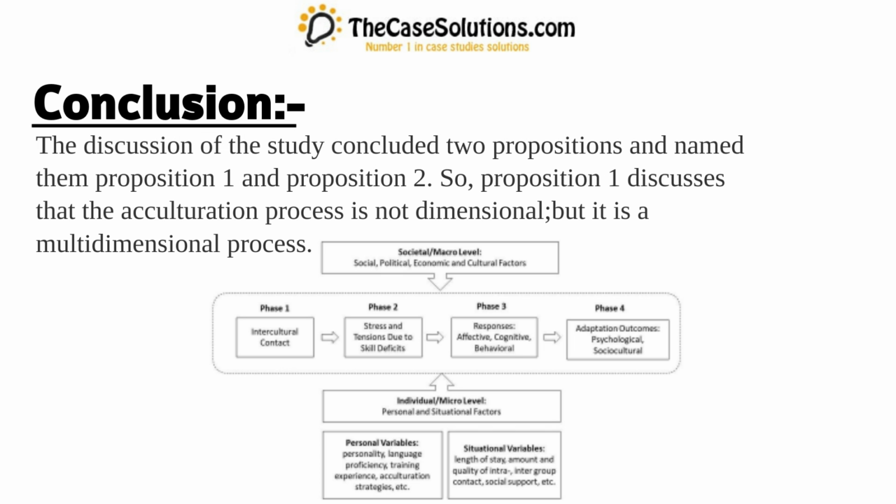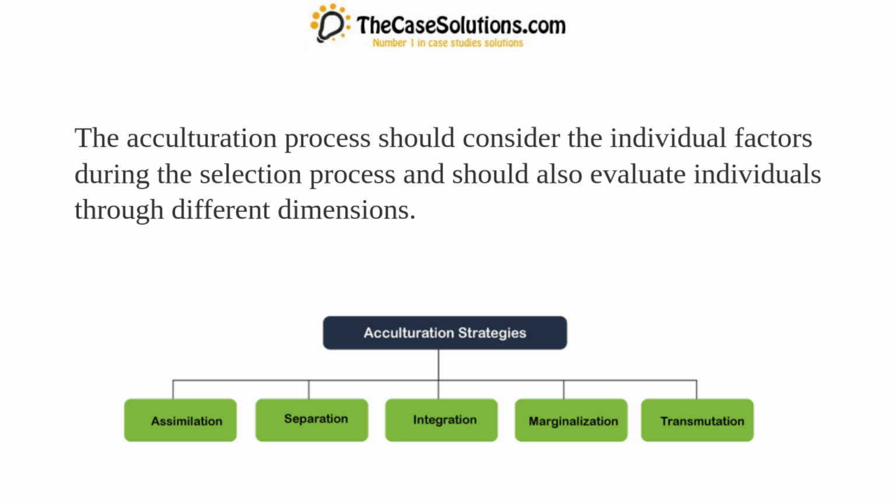Conclusion. The discussion of the study concluded two propositions and named them Proposition 1 and Proposition 2. So, Proposition 1 discusses that the acculturation process is not dimensional, but it is a multidimensional process, so the multinational companies should opt for more than one dimension while following the acculturation process. The acculturation process should consider the individual factors during the selection process and should also evaluate individuals through different dimensions.